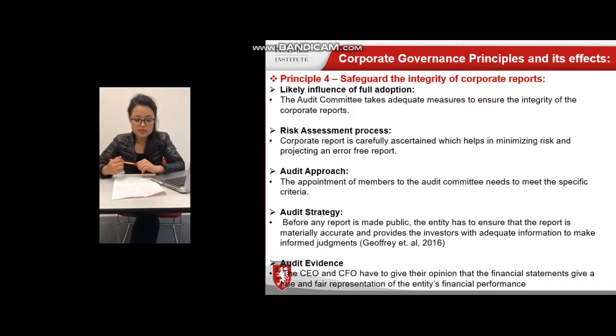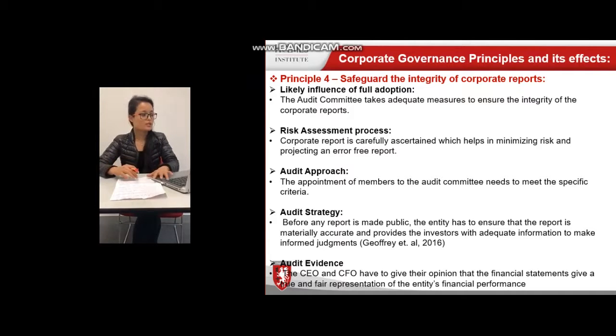In terms of audit strategy, before publishing the report, it is to ensure that the report is materially accurate and provides adequate information to the investors for making informed decisions. In terms of audit evidence, the CEO and CFO have to give an undertaking that, in their opinion, the financial statement provides a true and fair report of their financial performance.